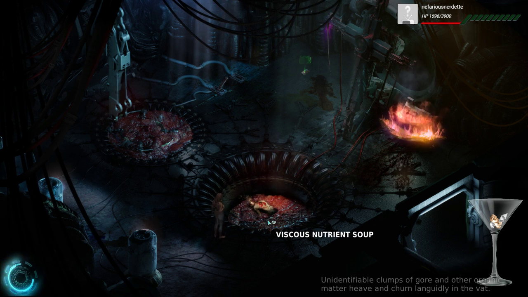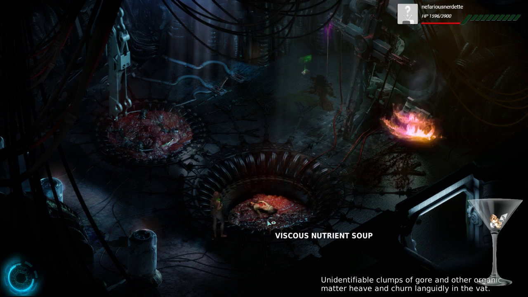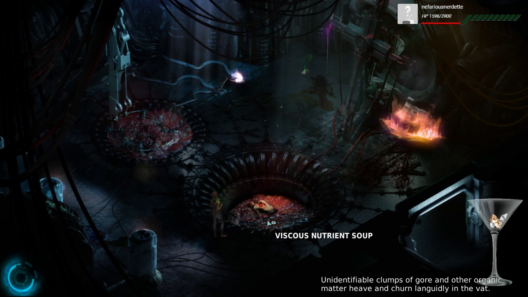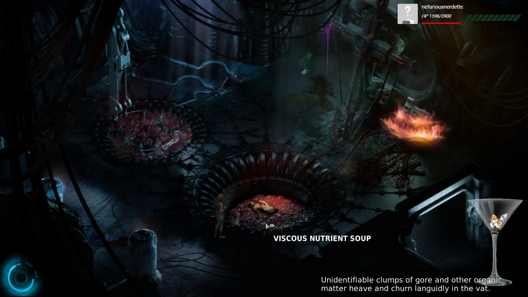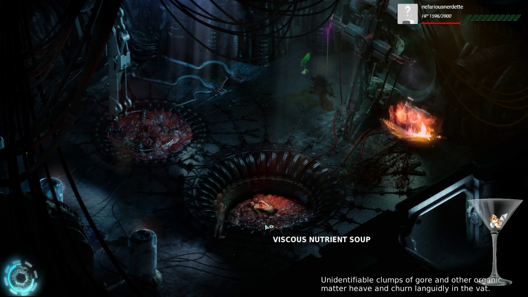You know, look at that. Oh. Viscous nutrient soup. Unidentifiable clumps of gore and other organic matter heave and churn languidly in the vat.